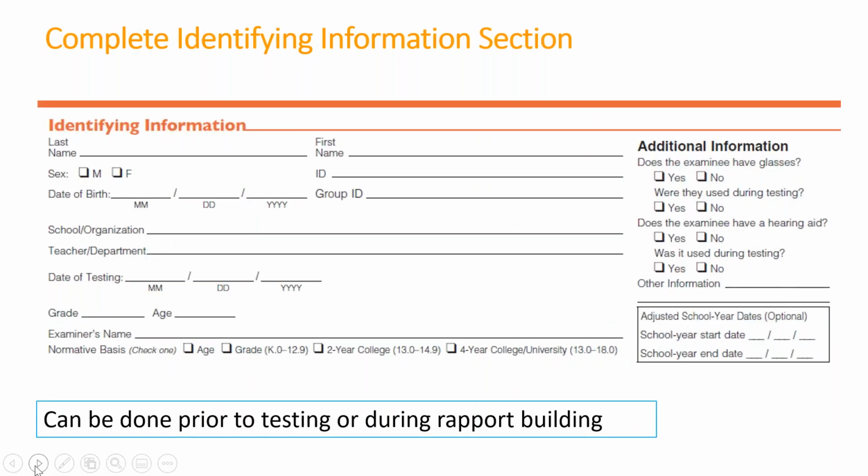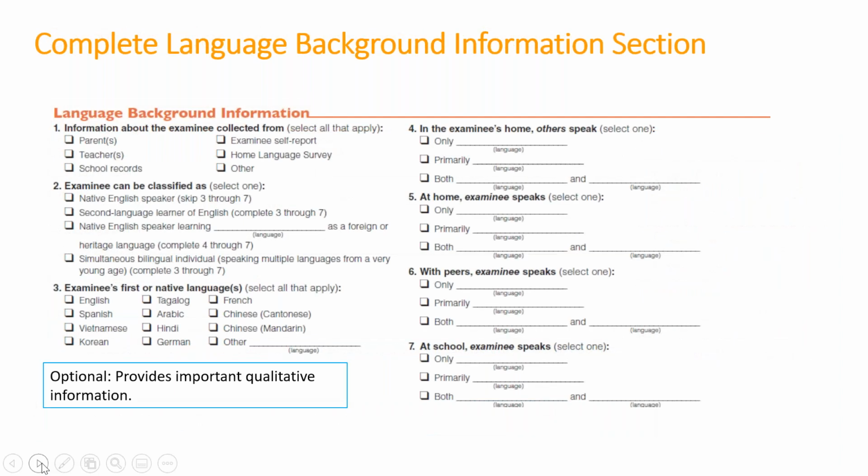And then with the test record or the protocol, you have the identifying information, which is what we see on all of the test records or protocols. But they wanted to make sure they added some space here for you to be able to document students' language background information. So here's a section that's optional, provides you with more of that qualitative information that can help you as you're interpreting and writing up your reports.